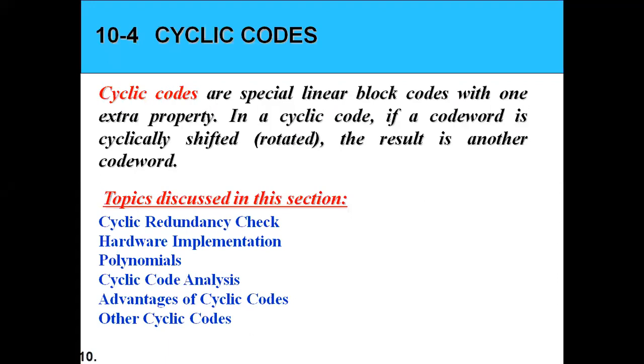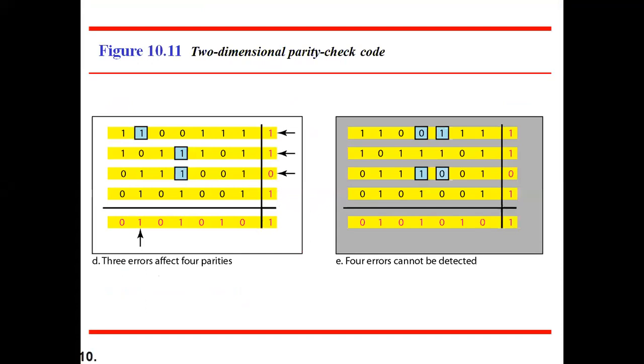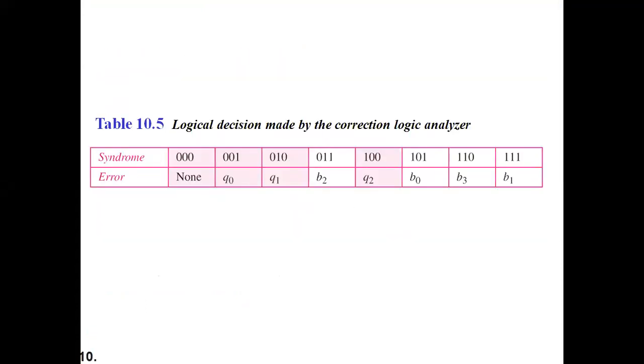Okay, let's start with the next topic. In the last class, we started with error correction and detection. We studied Hamming distance, the Hamming code, parity check, two-dimensional parity check, and multi-dimensional parity check. These we have all discussed.